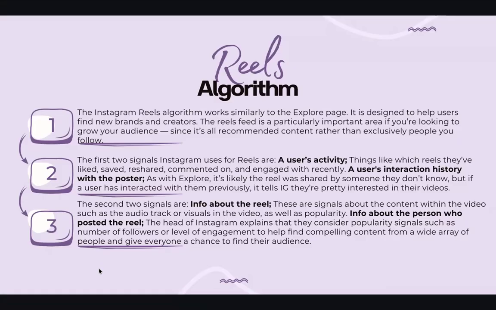The second two signals that Instagram is looking for is information about the reel itself. So this is going to be where it's tracking the audio. So if it's using a trending audio, the visuals in the video, if it's grabbing people's attention, the popularity of the video, and then info about the person who posted the reel, right? They're going to look for popularity signals such as followers, engagement levels to help find compelling content and push to more people, right? So they want to see, is this person's content engaging? Do people like it? And then if they do, we're going to push it out to more people. If not, then we're just going to kind of keep it where it's at.